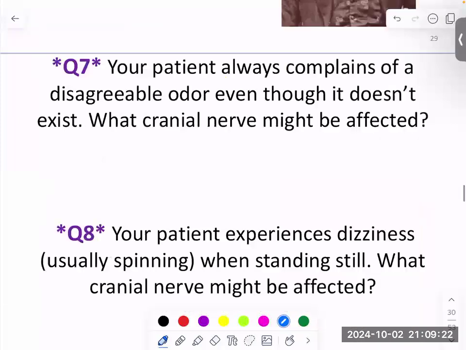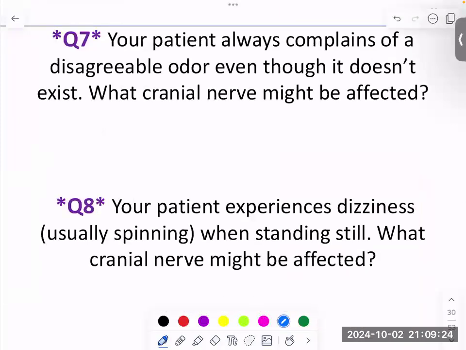Look at this one. On your cards. Answer. Okay, your patient always complains of a disagreeable odor, even though it doesn't exist. What cranial nerve might be affected, folks? Olfactory. This happens where somebody's like, it smells like gas. And it doesn't smell like anything. To them, it will smell like gas for the rest of their lives.